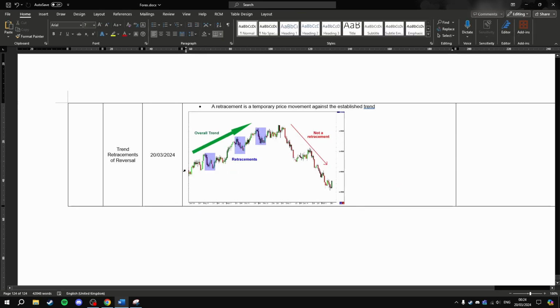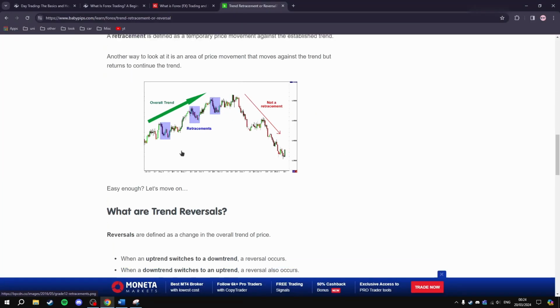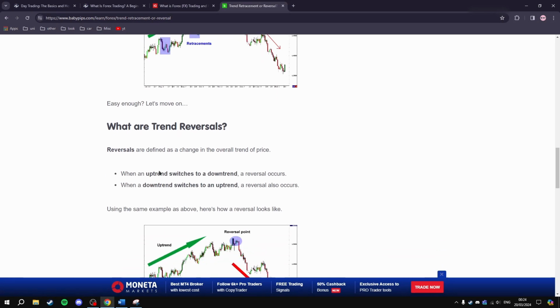So we've got the overall trend, which is going up, but retracements move against the trend, so we can see here there's a bit of going downwards here, going downwards here. This is not a retracement because this is the overall trend, because all of it is pretty much going down. But there's a bit of retracement here which goes up, retracement here goes up, retracement here goes up, retracement here goes up as well. Easy enough, let's move on.